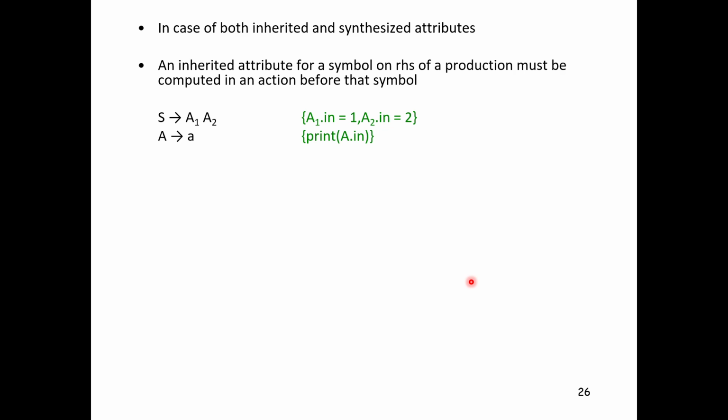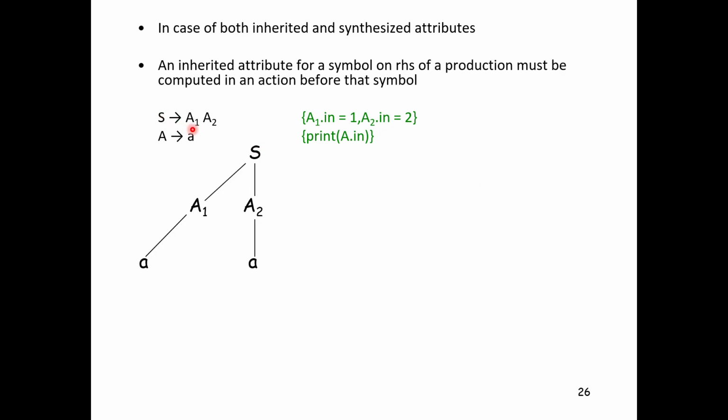So this is another production with semantic rules, which has both inherited and synthesized attributes. This explains the peculiarity of the inherited attribute. An inherited attribute for a symbol on the RHS of the production must be computed in an action before that symbol, because inherited means it will inherit from its parent or from its left sibling. So it is to be evaluated in a particular order. Otherwise, it will be of no use.